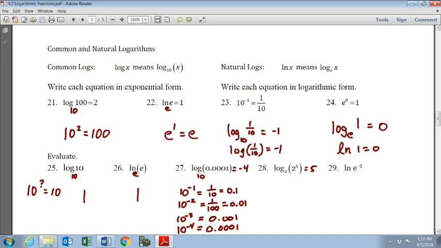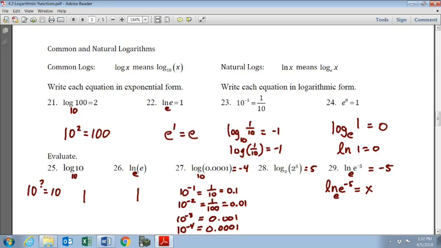Or on 29, our base is e. What exponent do you put on a base of e to get e to the negative 5 power? Well, that's negative 5. Now, if you're just not seeing it, again, I would encourage you to set the logarithm equal to x and change to exponential form. And when we solve for x, we know our answer.